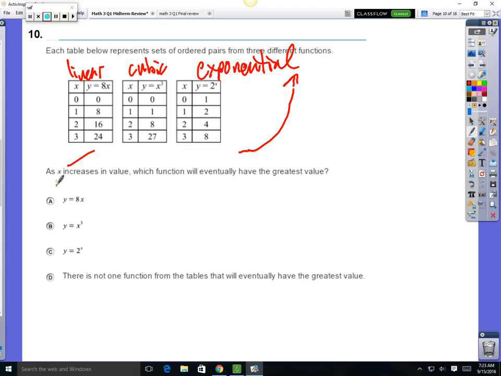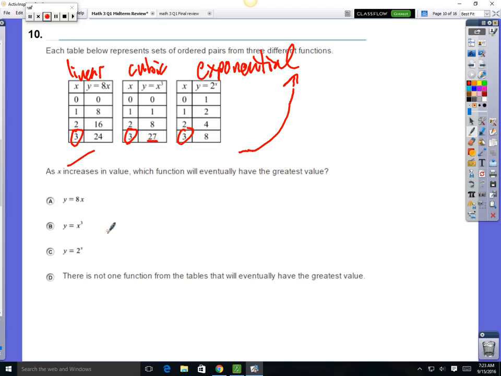Okay, so the question is, as the x increases, so when x gets bigger, so the biggest x is 3 in all of them. So what happens when x gets bigger? Which function will have the greatest value? So this 3 gives me an 8, this 3 gives me a 27, and this 3 gives me a 24. So far that is the biggest value.